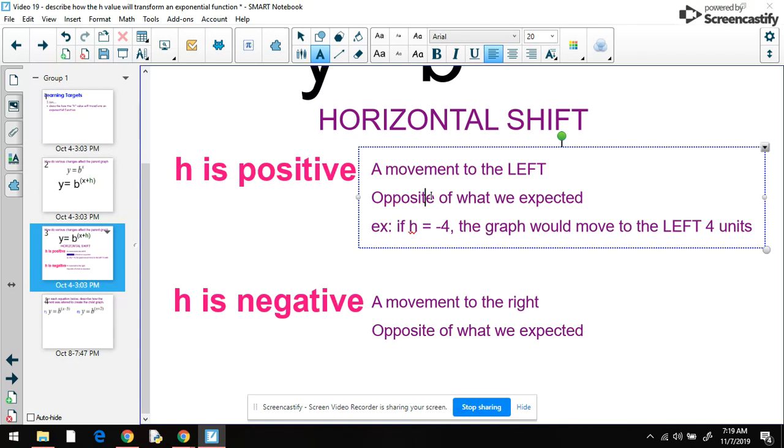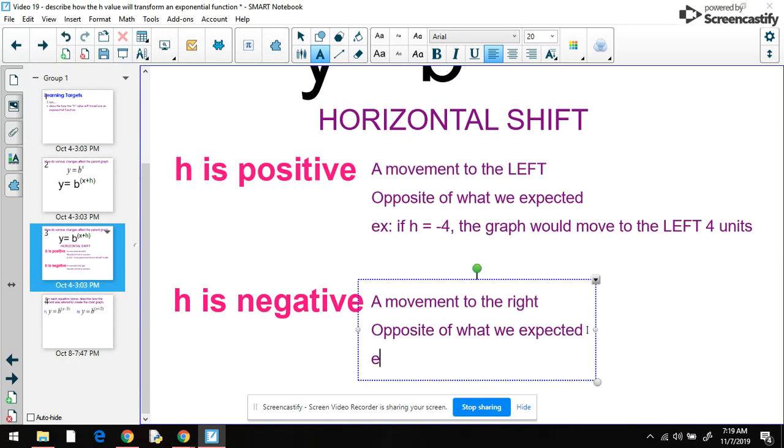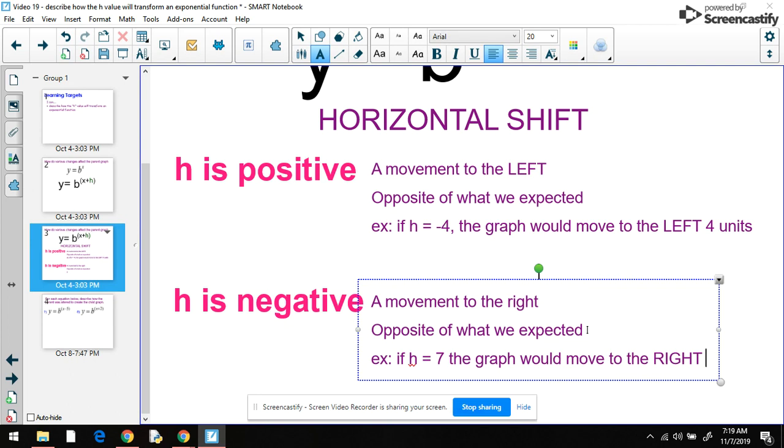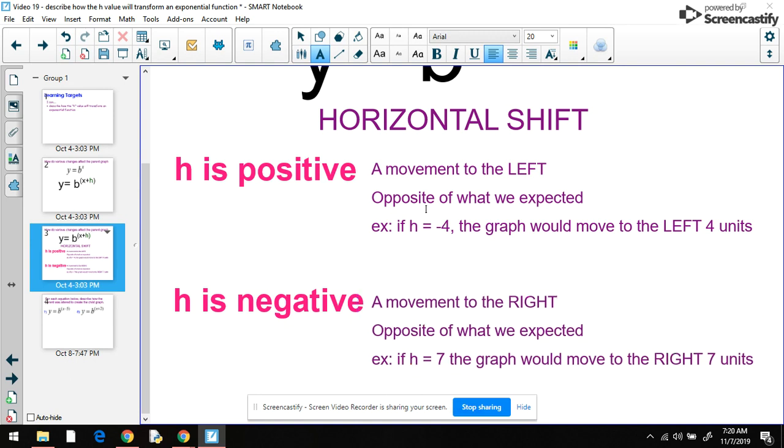And then if we give an example, if h is equal to -7, the graph would move to the right 7 units. So again, remember, these work the opposite of what we expect. When h is positive, it moves to the left, which is the negative direction on the x-axis. And when h is negative, it moves to the right, which is the positive direction along the x-axis.